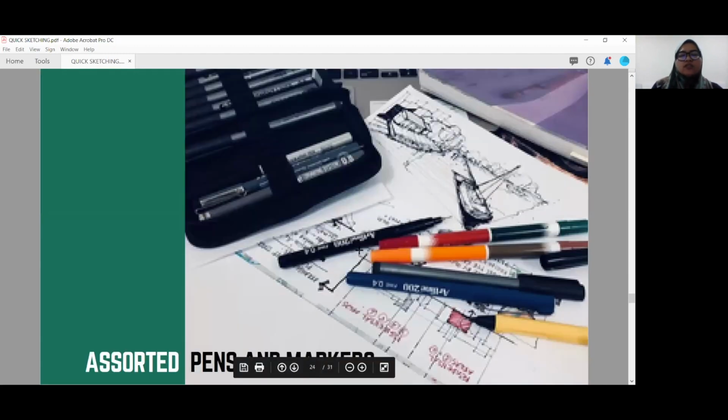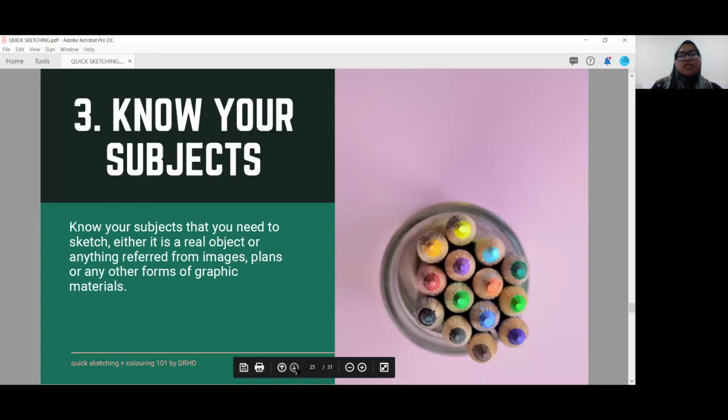This is assorted pens and markers. You can use any type of pens. You can find drawing pens, art line, from 0.1 until 0.6 or even more, even 1.0. You can find various types of pens and markers to be used. Okay, that is about tools.